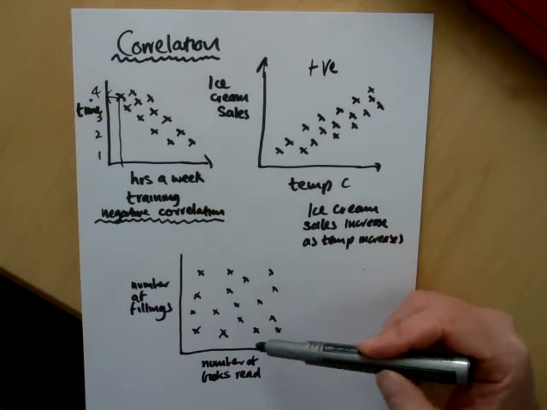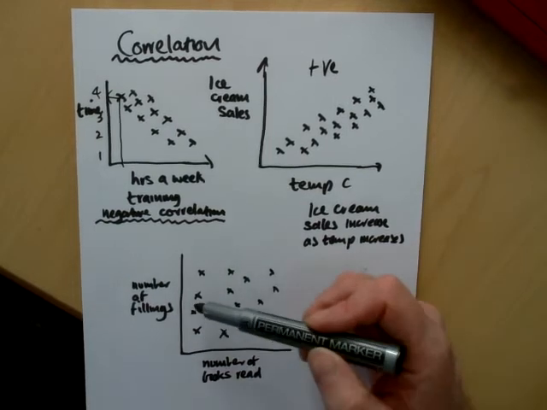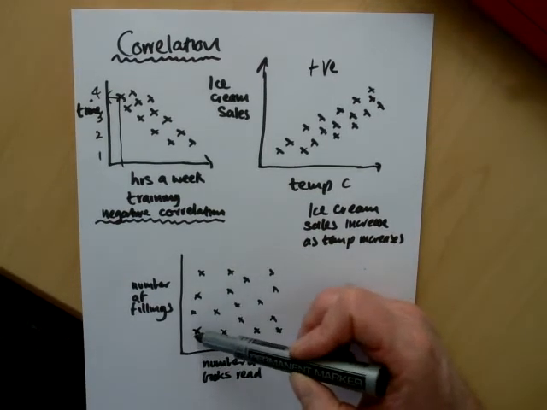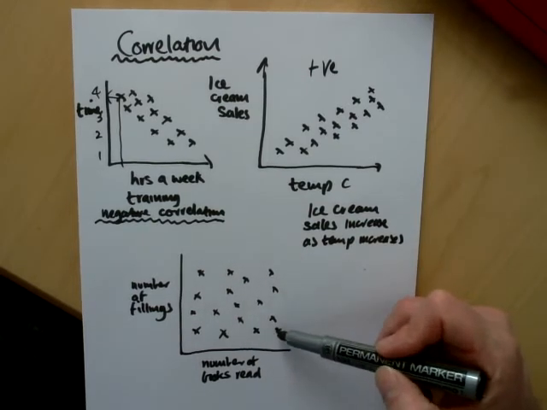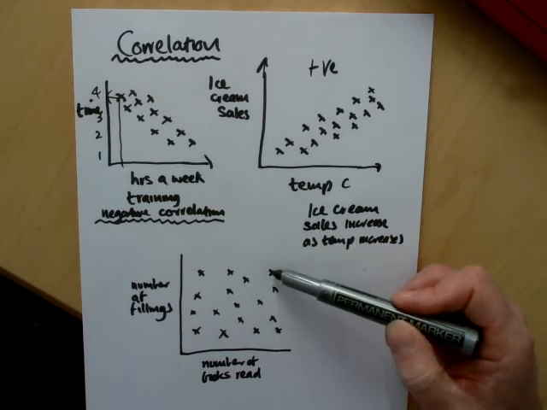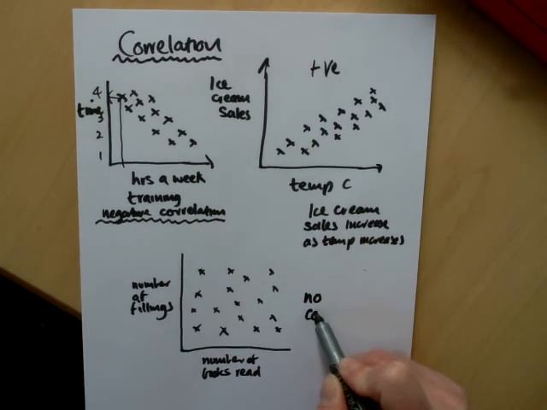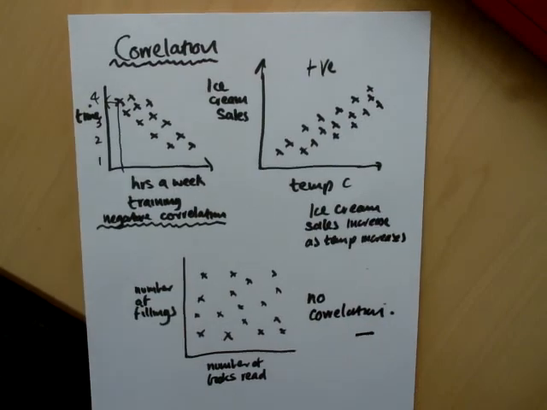Occasionally we can look at two things that are not really correlated at all. So if we look at the number of books a person has read, say, in a year, and looked at how many fillings they'd had in their life, then we can see that there's some people who've not read many books, not got many fillings, and there's others who have. And there's some people who've read lots of books, have very few fillings, and there's some people who read lots of books and have lots of fillings. So there's no connection here, so we simply say no correlation. That's correlation.